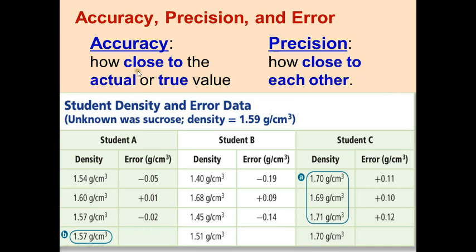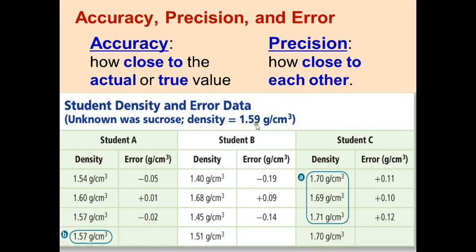Accuracy is how close the values are to the actual true value, and precision is how close the values are to each other. And so here is an example of a problem in science we can use accuracy and precision to describe. So the target is 1.59. So let's see if these three students were accurate and precise.